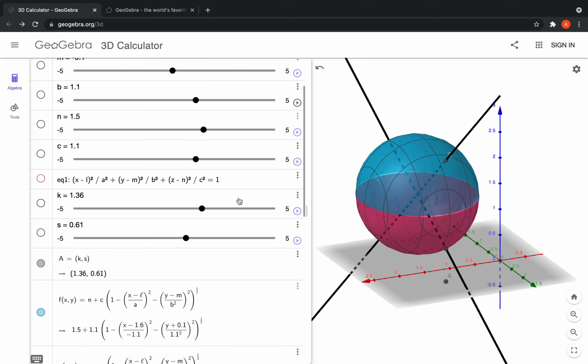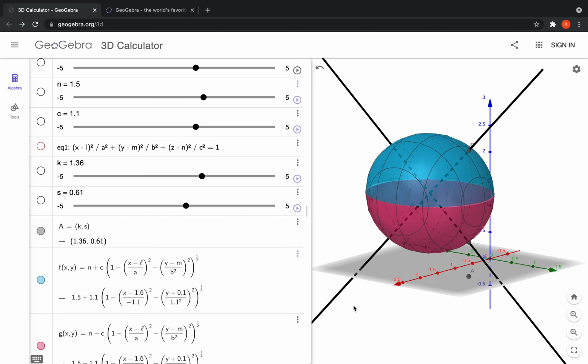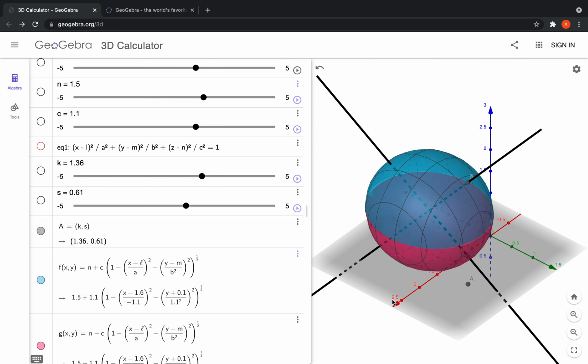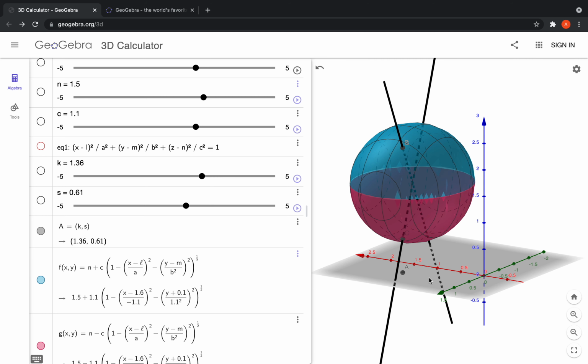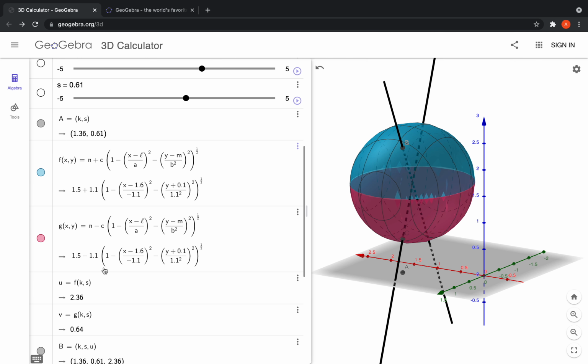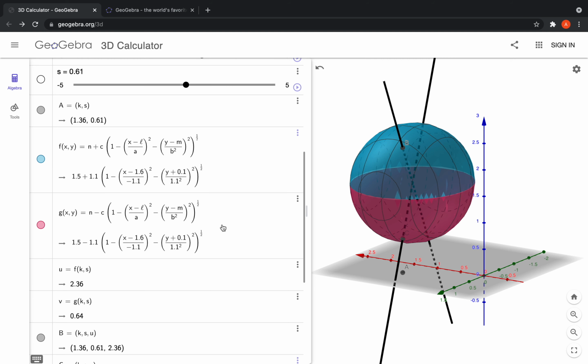So what we do first, we define one point, let's call it A, on the xy plane, and we call its coordinates k and s. Then we add two formulas, both of them for z. I mean, we will add two more points, B and C, and these formulas will be the z coordinates of those points. So these are the formulas of z that we found earlier.